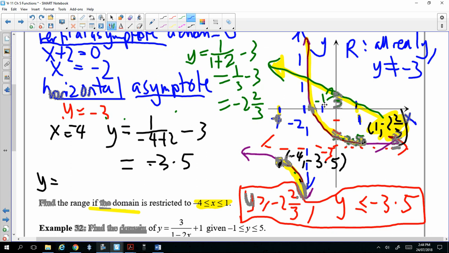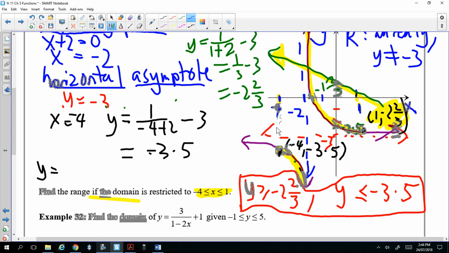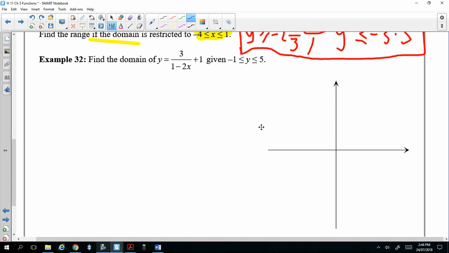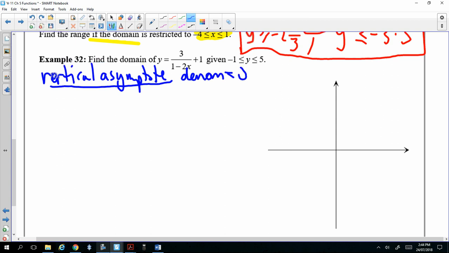Okay, next question. Let's find the vertical asymptote. That's when the denominator is equal to 0. 1 minus 2x equals 0. Make x the subject: half. So half is your vertical asymptote.